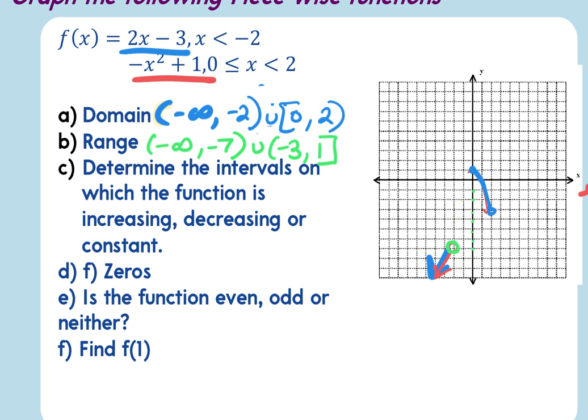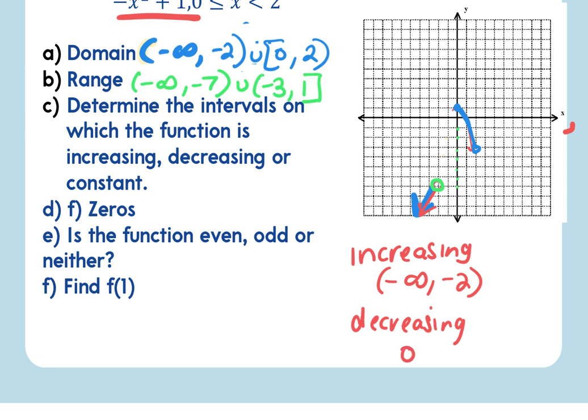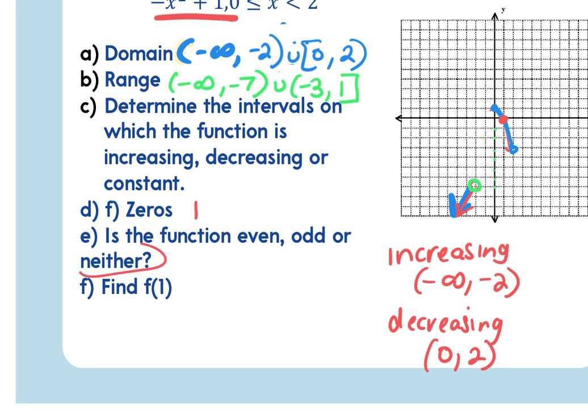Okay, so on the intervals, which is increasing, decreasing, it is increasing from -infinity to that point, which our x was -2, parentheses, and then it is decreasing from 0 to 2. Both get parentheses because we're talking about increasing, decreasing behavior. There is only one 0. It is where it crosses the x-axis here, which is at 1. The function is definitely neither. There's no symmetry there. And f of 1 is 0.